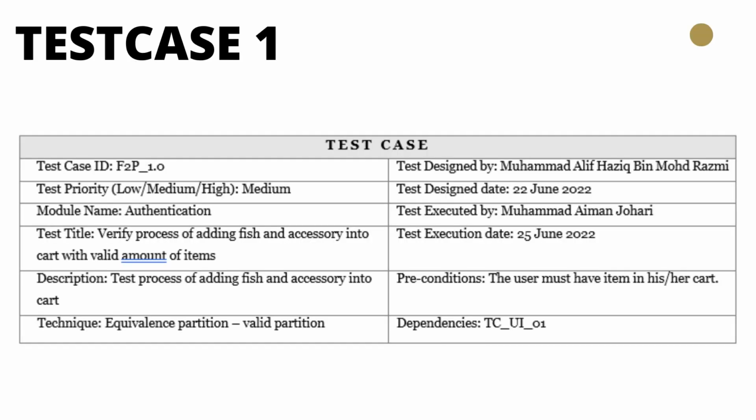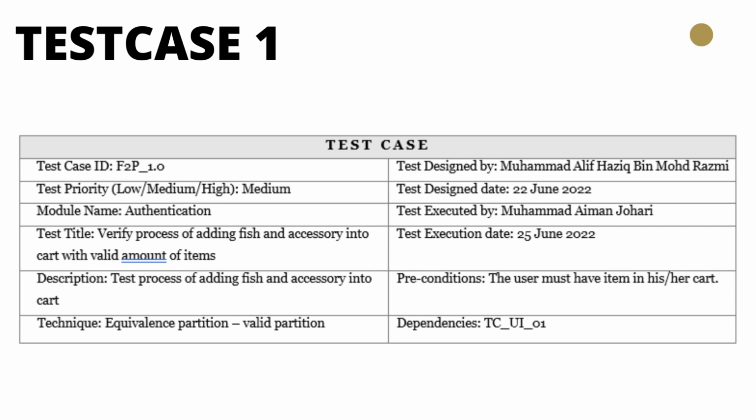For test case 1, which is selling item, the title will be verify process of adding fish and accessory into cart with valid amount of item. The description: test process of adding fish and accessory into cart. The technique we will use is equivalent partition, which is valid partition, and the precondition is the user must have item in his cart.